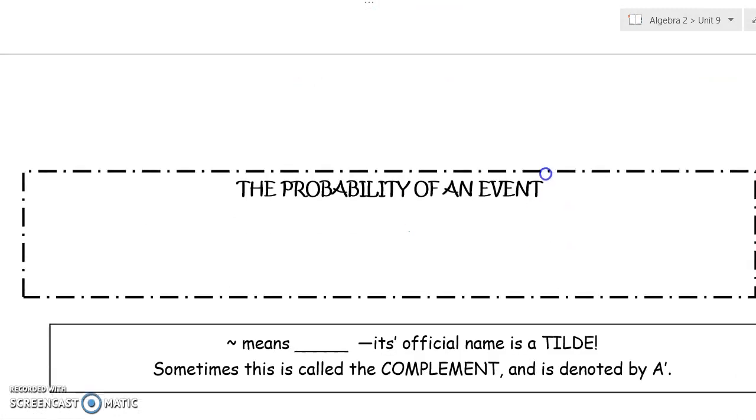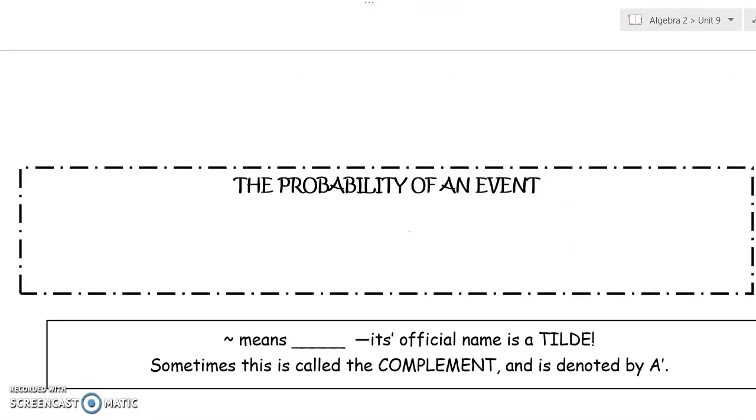All right, let's go further. Now, the probability of an event happening. Let's say, what's the probability of me landing on green?